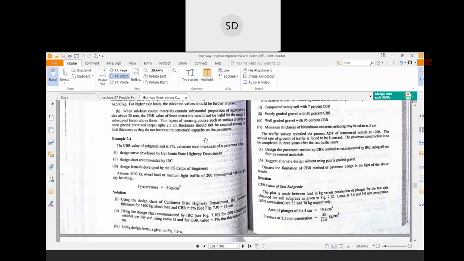Okay, I don't know whether you have IRC code or not. So you can write it down.